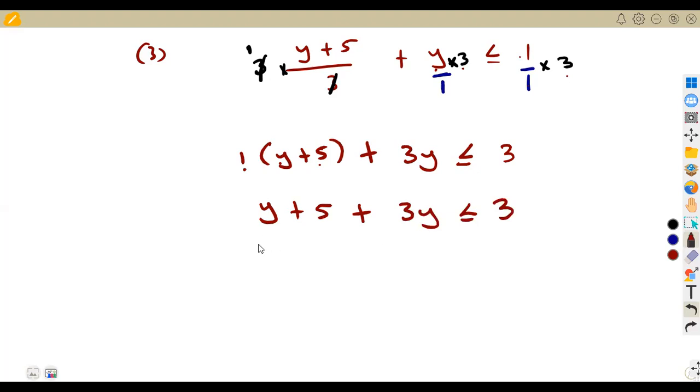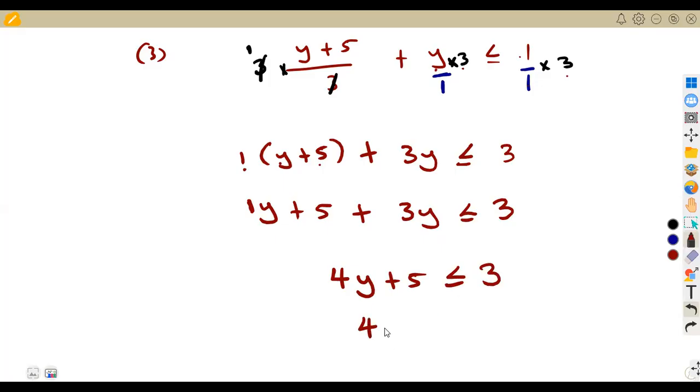What do you notice at this stage? You notice that we do not have brackets. We are just left with a normal inequality that we are used to, whereby we can collect our like terms. This is the same as 1y. So we can collect like terms 1y plus 3y. That's 1 plus 3, which is going to be 4y plus a 5. This is less than or equal to 3.